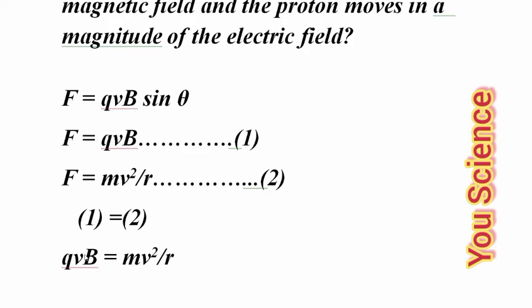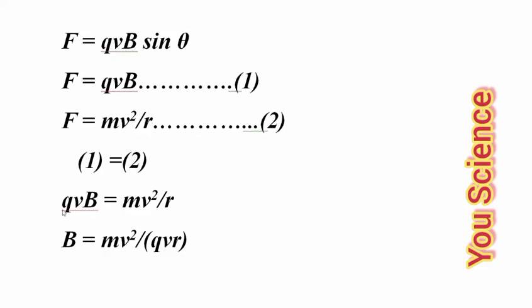So we have to look for the magnitude of the magnetic field, B. So we are going to make B the subject of the formula from this equation. By doing that, B equals mv squared divided by Q times V times R.